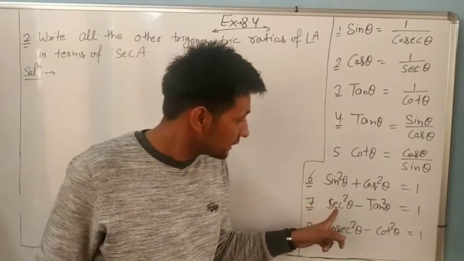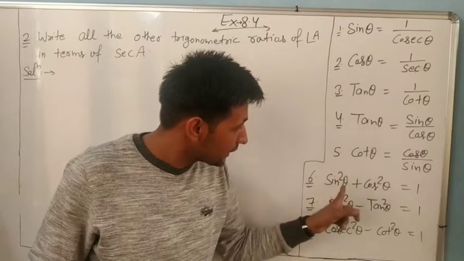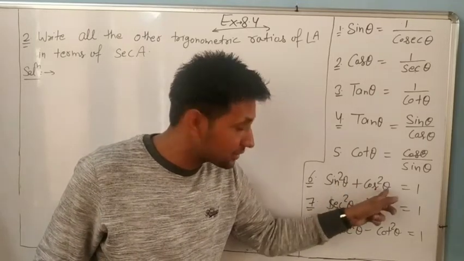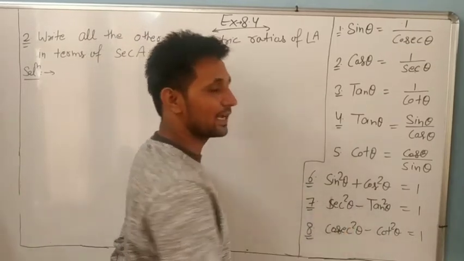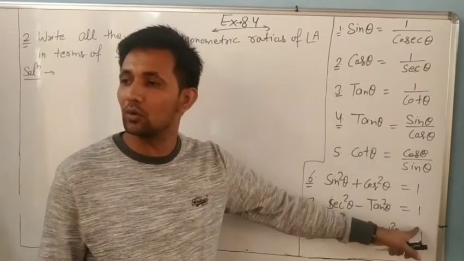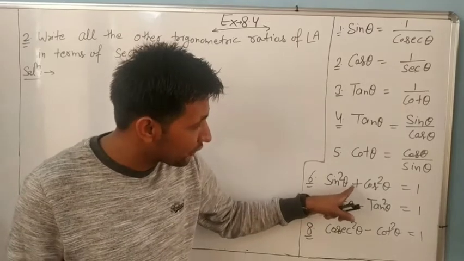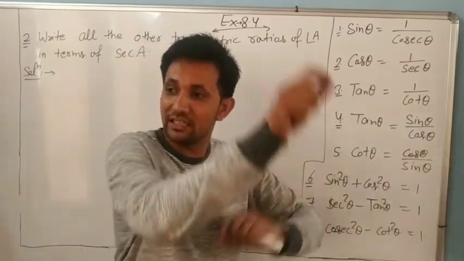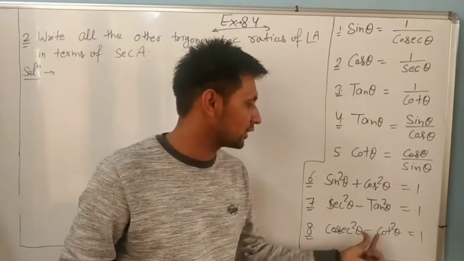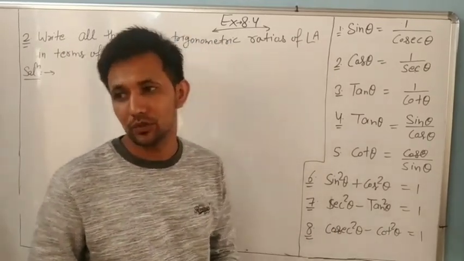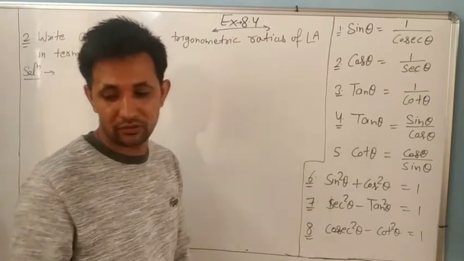Okay dear. Secant square theta. Look at theta, the angle must be equal in both. Okay dear. And secant square theta minus tan square theta is equal to 1. And from here we can derive 3 more formulas by changing the position of the terms. Next and last is cosecant square theta minus cot square theta equal to 1. Okay dear. So you should remember this.